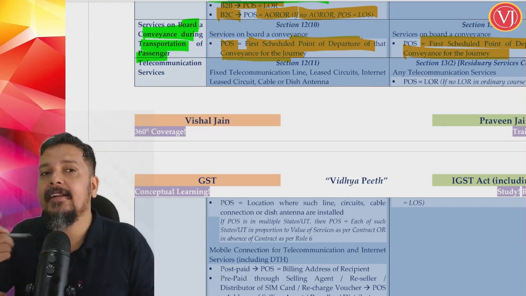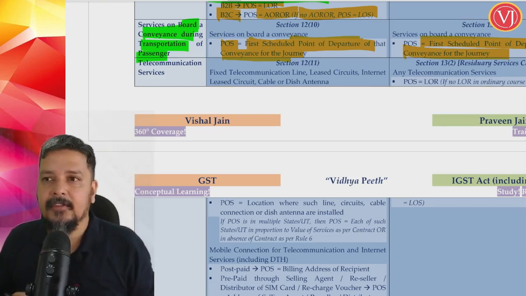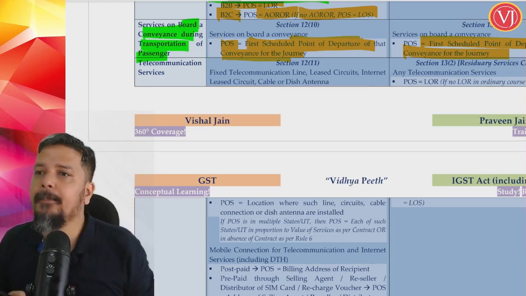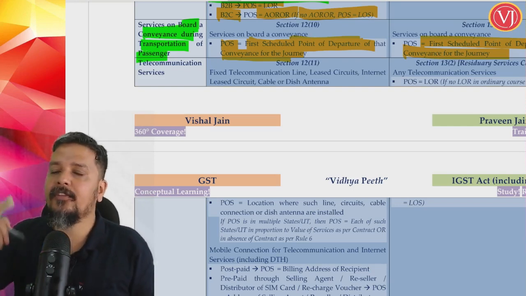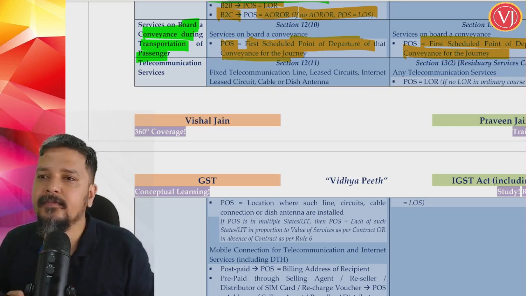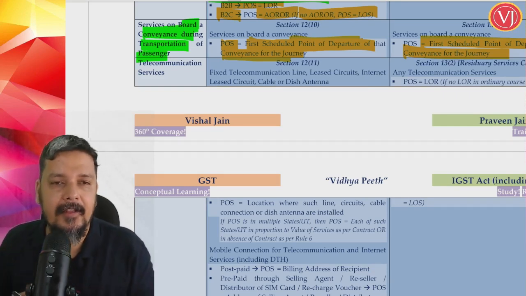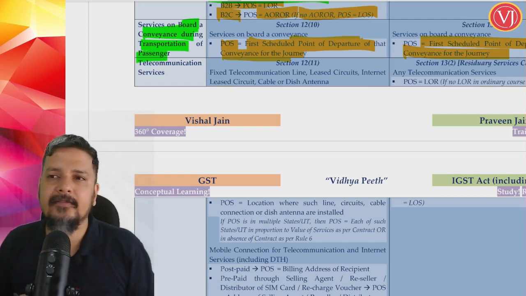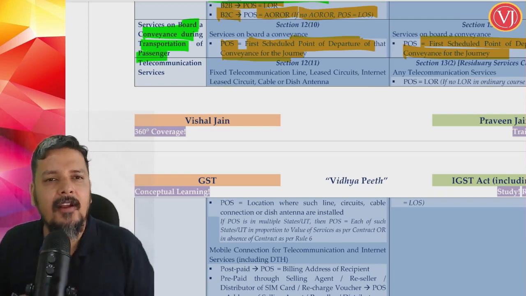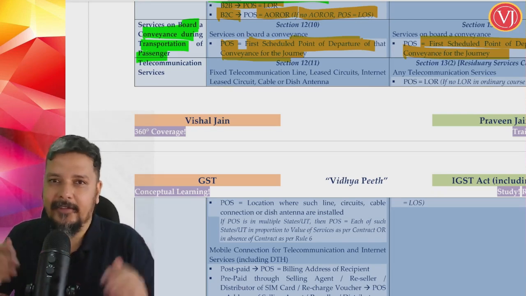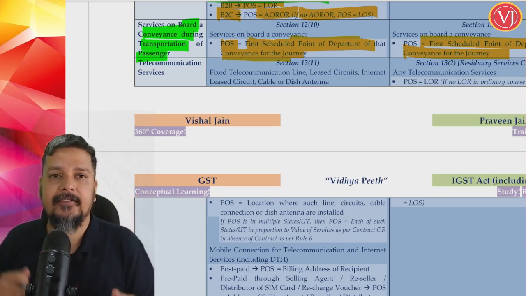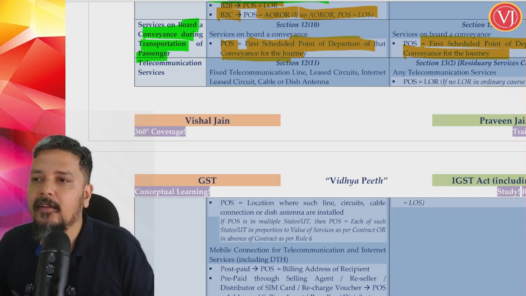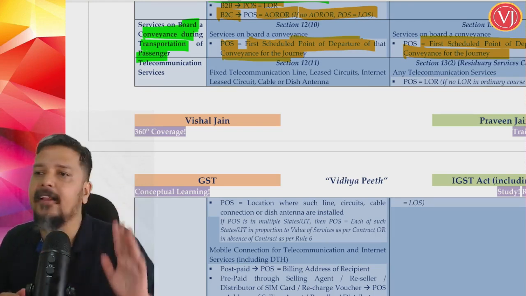See, for their travel, POS is different. For their ticket, POS is different. For their travel, if it is B2B, it is the location of recipient. If it is B2C, it is the place where we are entering the conveyance for continuous journey. We are not talking about the pass case in section 12. In section 13, it is when you are entering the conveyance for continuous journey. The answer is different for your ticket. But what about the services consumed on board a conveyance? For all the passengers, that's one single answer.